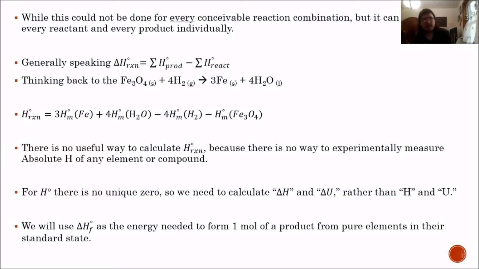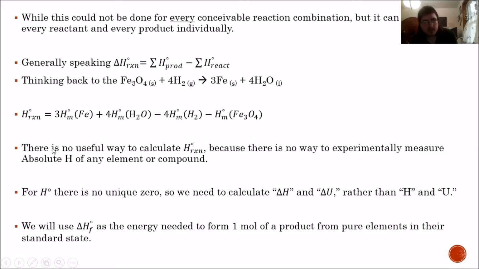So generally speaking, we can calculate the delta H of a reaction by summing up the individual enthalpies of each product and subtracting the individual enthalpies of each reactant. So hypothetically speaking, notice not delta H, but H naught of a reaction would be 3 times the molar enthalpy of iron, 4 times the molar enthalpy of water, minus 4 times the molar enthalpy of hydrogen, and minus 1 times the molar enthalpy of magnetite. And that would be calculating the H of the reaction.